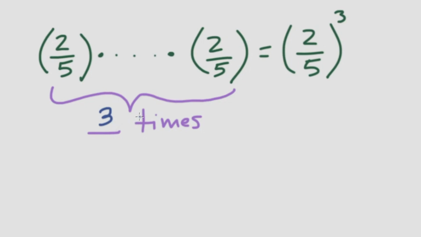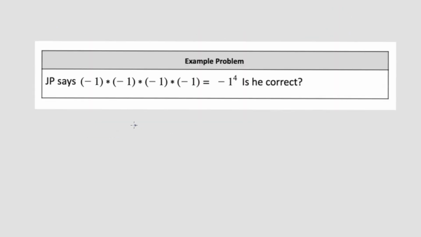Now, you might be wondering why the parentheses stayed there. Let me show you, using this next example, why parentheses are important. Let's say JP says minus 1 times minus 1 times minus 1 times minus 1 is equal to minus 1 to the power of 4. The question is, is he correct? Remember, the first step we got to do is always annotate. Always annotate whenever we see something like this. So what we're trying to find here is whether or not JP is correct.